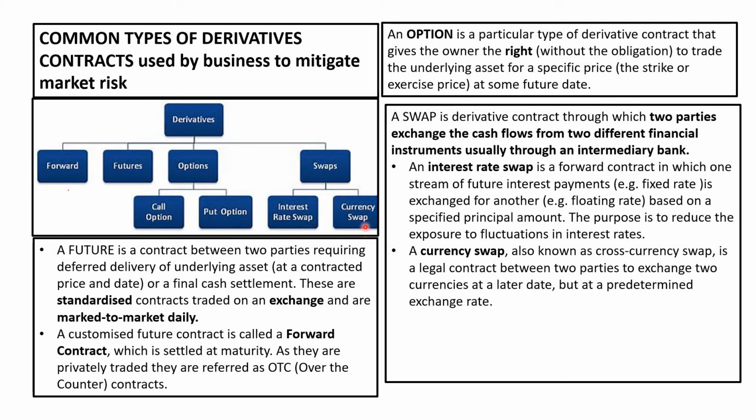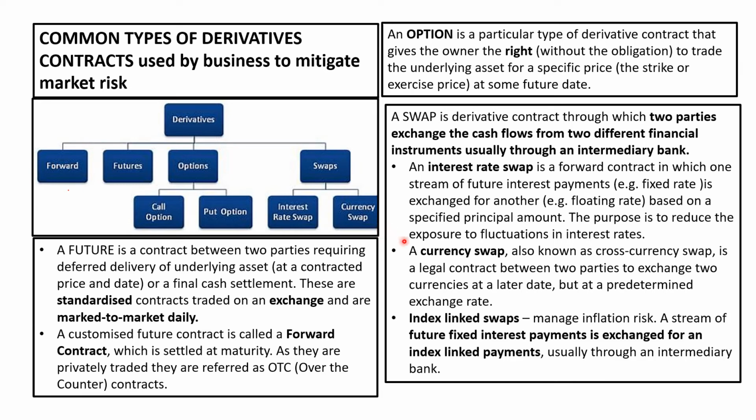A currency swap, also known as a cross-currency swap, is a legal contract between two parties to exchange two currencies at a later date but at a predetermined exchange rate, for example euro and pound or euro and dollar. And finally we've got index linked swaps. These manage inflation risk. A stream of future fixed interest payments is exchanged for an index linked payment, usually again through an intermediary bank.